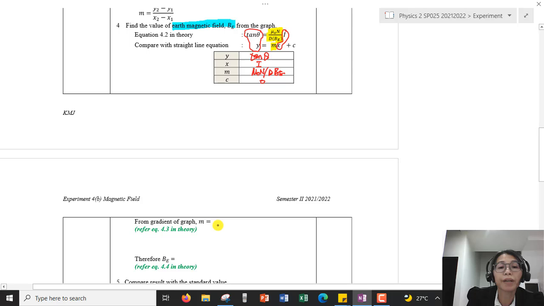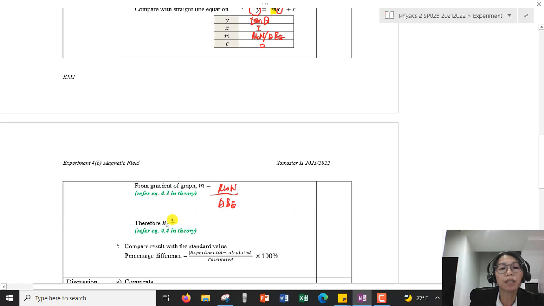So from the gradient of the graph, the m will be mu naught n over dBE. You might also refer to equation 4.3 in the theory. So rearranging, we are able to determine the BE from the gradient of the graph, whereby BE will be mu naught n over dm. This one you can also refer to equation 4.4 in the theory.